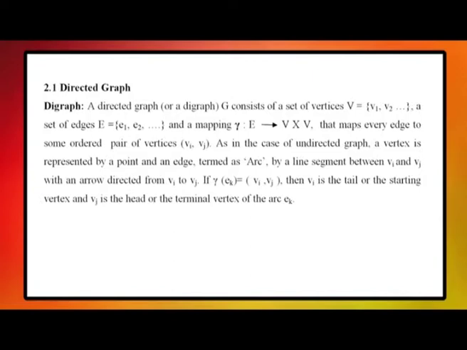In directed graph, here also we have a set of vertices V, set of edges E, and the mapping gamma from the set of edges E to the Cartesian product of vertices V cross V. But the difference is here the mapping of every edge is done to some ordered pair of vertices Vi, Vj.